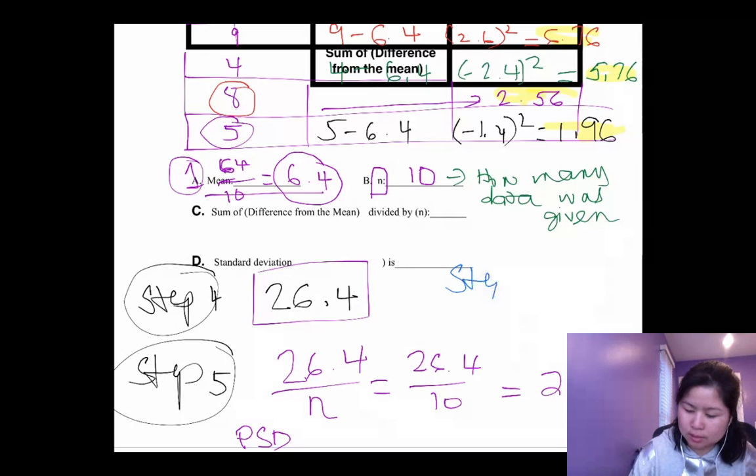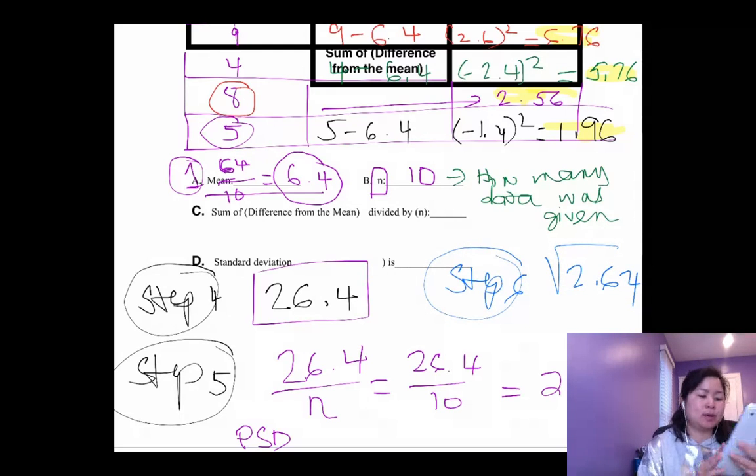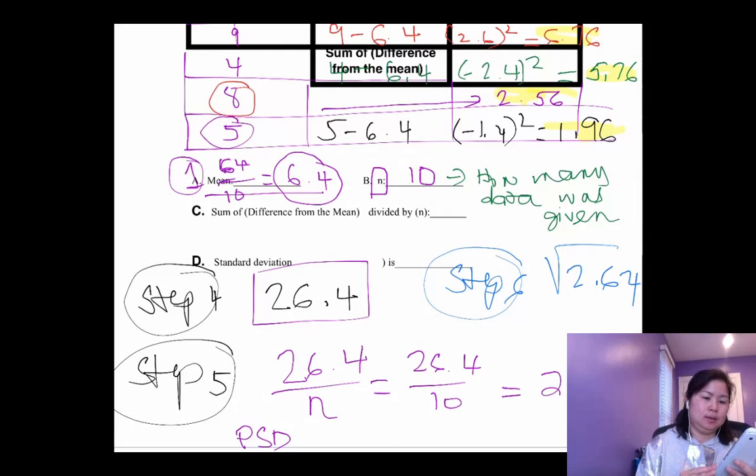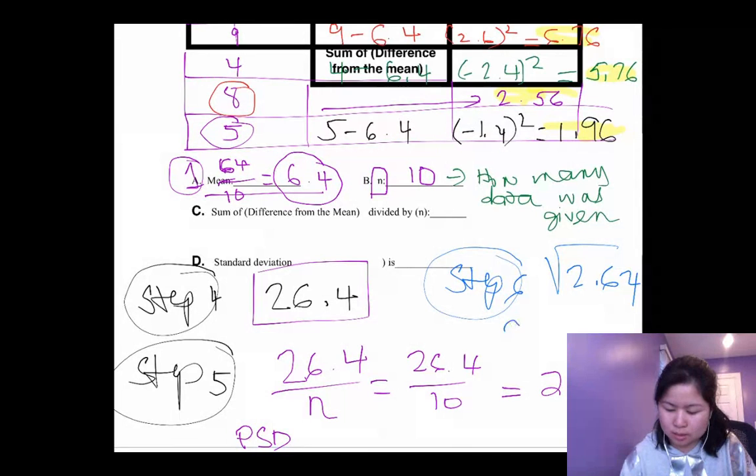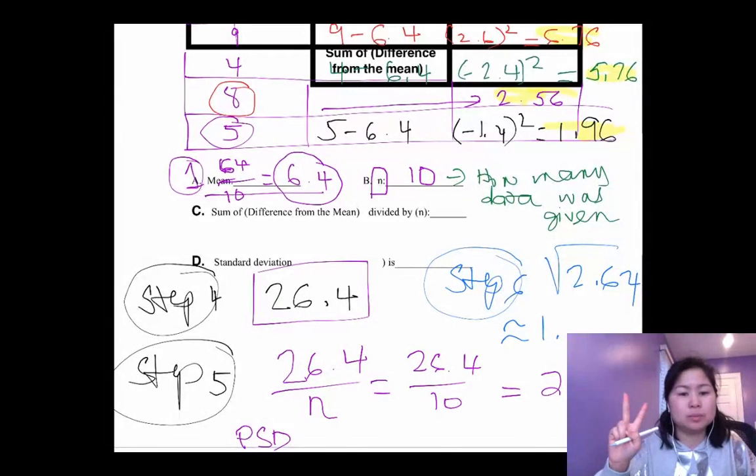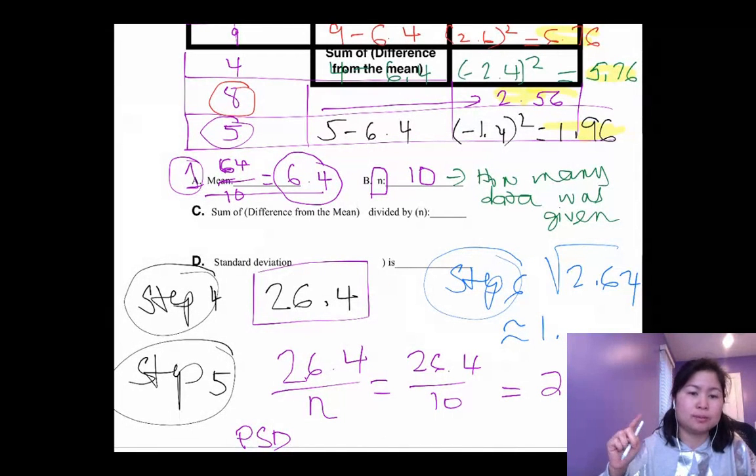Step 6, square root of step 5, which is 2.64. So let's see what I got. Whoops. Square root of 2.64. This gives me, I'm going to do it to 2 decimal places, okay, for the summative. 2 decimal places. 1.62. So that is my answer.